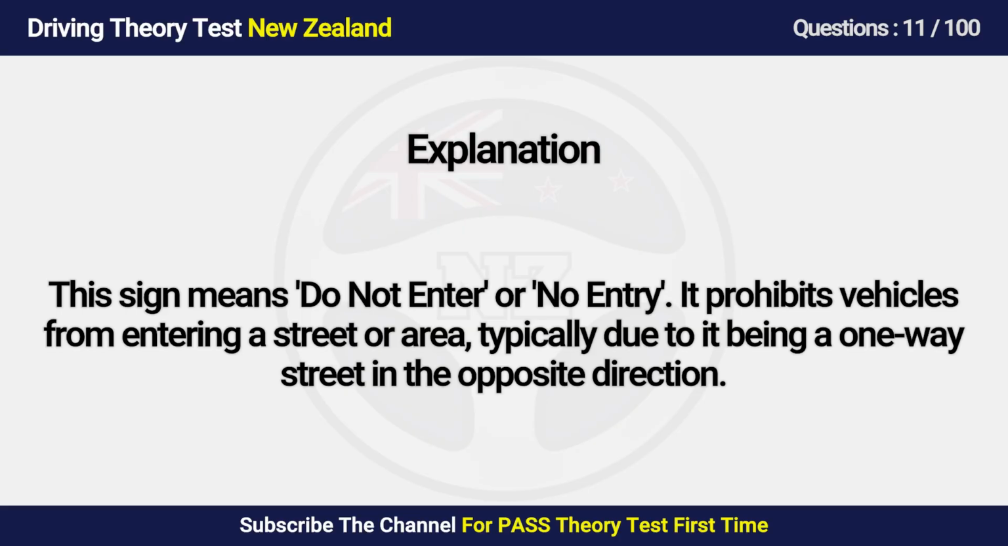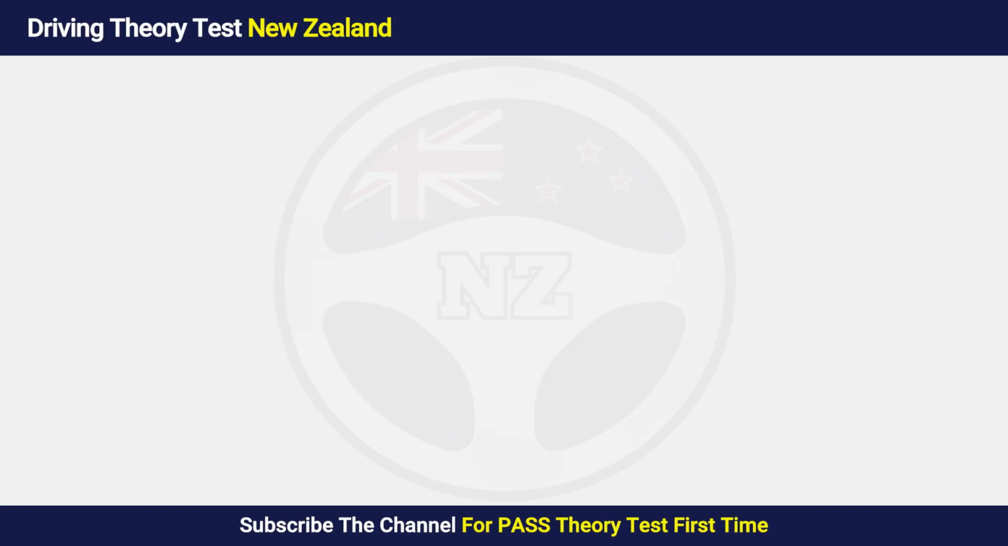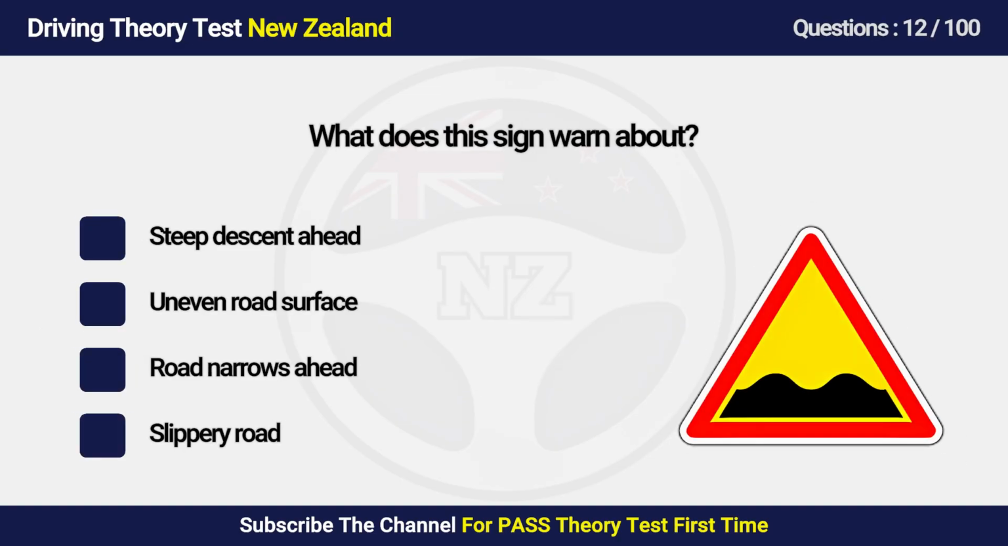It prohibits vehicles from entering a street or area, typically due to it being a one-way street in the opposite direction. Question 12. What does this sign warn about? A. Steep descent ahead. B. Uneven road surface. C. Road narrows ahead. D. Slippery road. Answer is B. Uneven road surface.